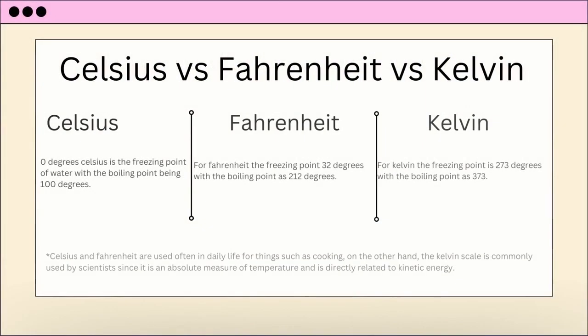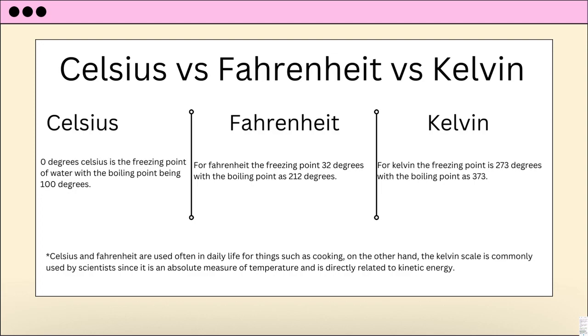Celsius versus Fahrenheit versus Kelvin. Celsius: 0 degrees Celsius is the freezing point of water, with the boiling point being 100 degrees. Fahrenheit: for Fahrenheit, the freezing point is 32 degrees with the boiling point at 212 degrees. Kelvin: for Kelvin, the freezing point is 273 degrees with the boiling point at 373.